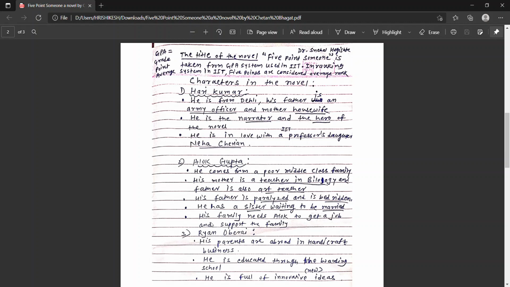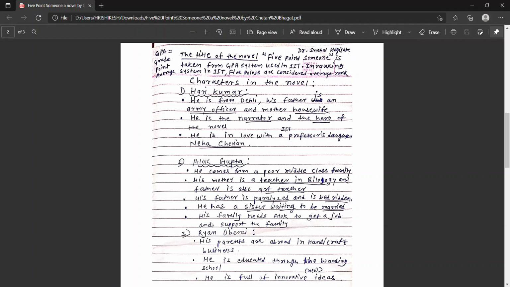Okay, this is a tragedy in the life of Alok Gupta. So he comes from a poor middle class family. Chetan Bhagat wants to throw light on poor middle class family life with the help of the character of Alok Gupta, whose father is paralyzed and bedridden. No doubt his mother is a teacher, and she is the person who brings money for the family. With the help of her salary, this whole home is supported.